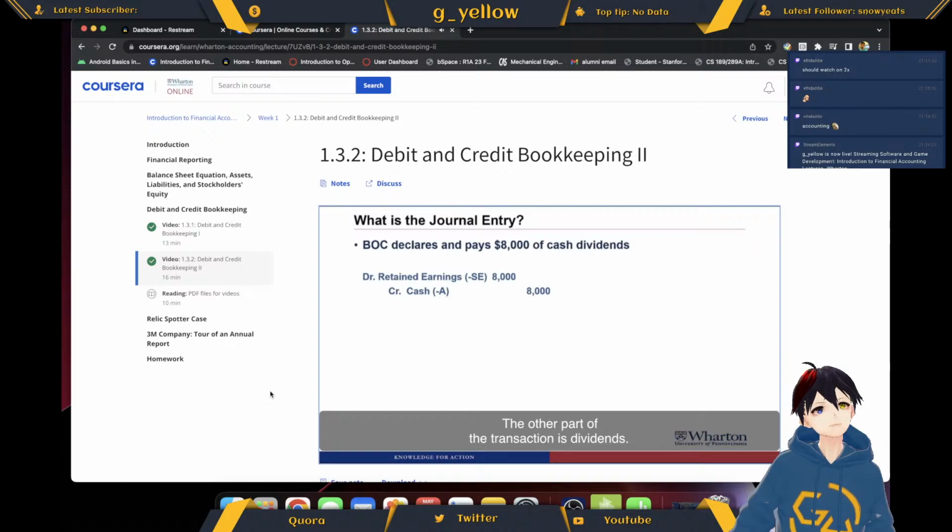The other part of the transaction is dividends. We're paying dividends. Now remember, dividends are a reduction in retained earnings. Retained earnings are a stockholders' equity account. Stockholders' equity accounts have credit balances, so we reduce them with a debit. So we reflect the dividend by debiting retained earnings for $8,000.